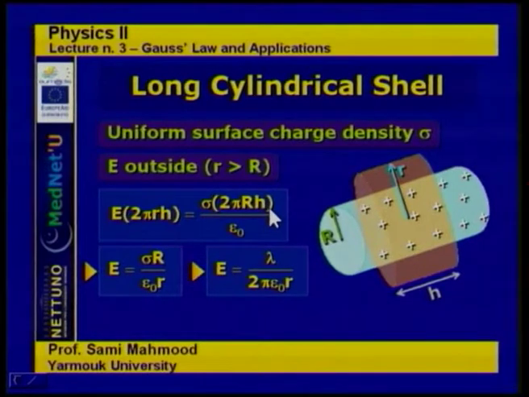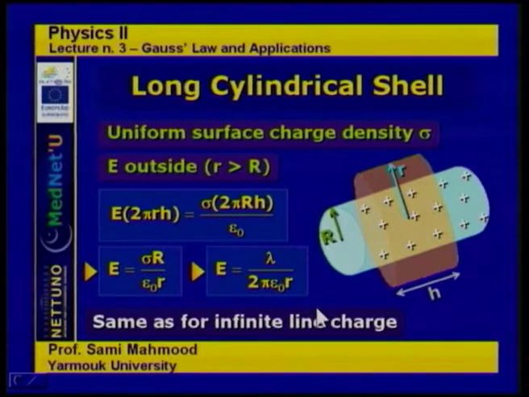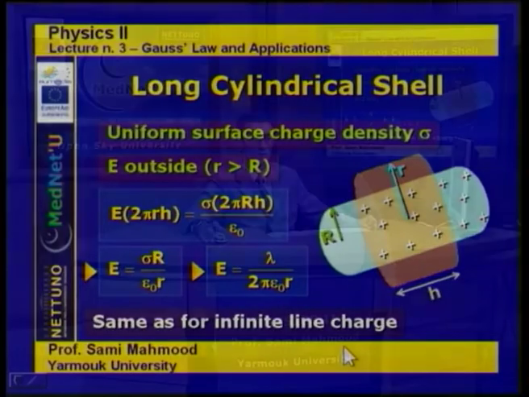Lambda is the linear density in this case. So if we divide by 2 pi capital R, then sigma times 2 pi R divided by 2 pi R is equal to lambda, and E is equal to lambda over 2 pi epsilon naught r. And this is the same result as for the infinite line charge.